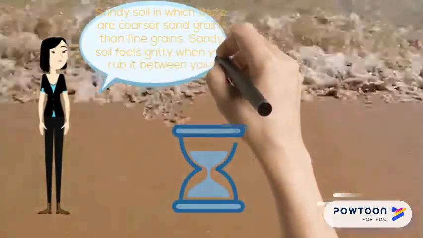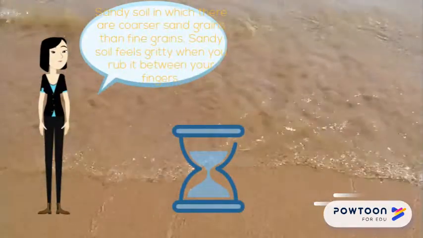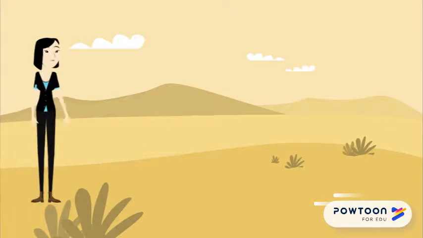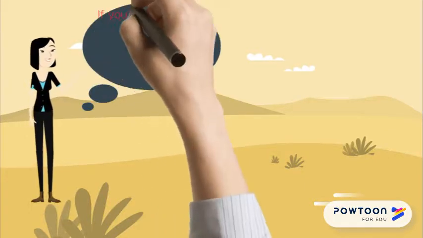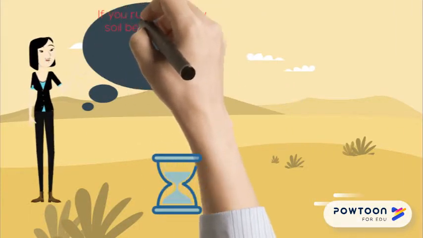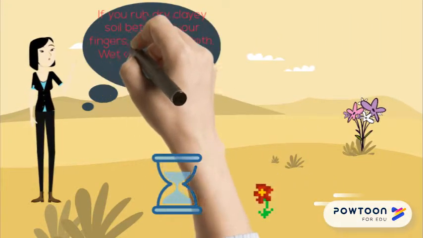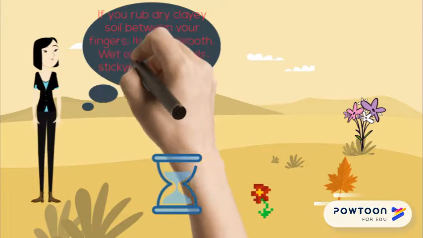Clay soil. Clay soil has more fine grains of clay than coarse grains of sand. If you rub dry clay soil between your fingers, it feels smooth. Wet clay soil feels sticky and will hold a shape. Now finally, let's look at loamy soil.